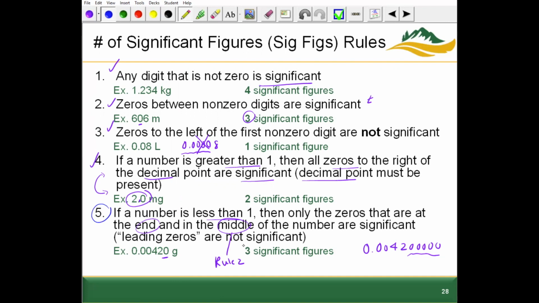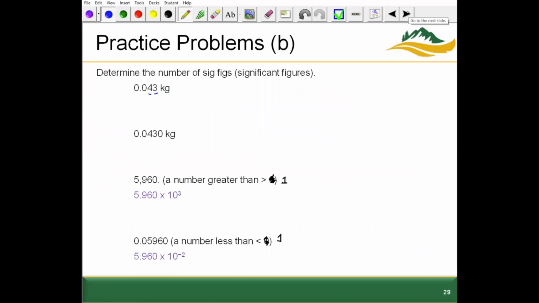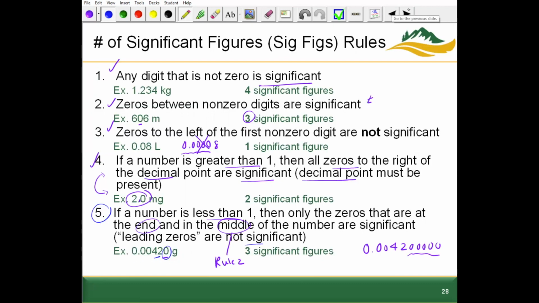So any leading zeros are not significant, but any zeros that come after the first non-zero values, or that are in between non-zero values, those will be significant. That means for us here, these leading zeros are not significant, but here these two are, so we have 2 sig figs. The next one here also relates to this rule number 5.